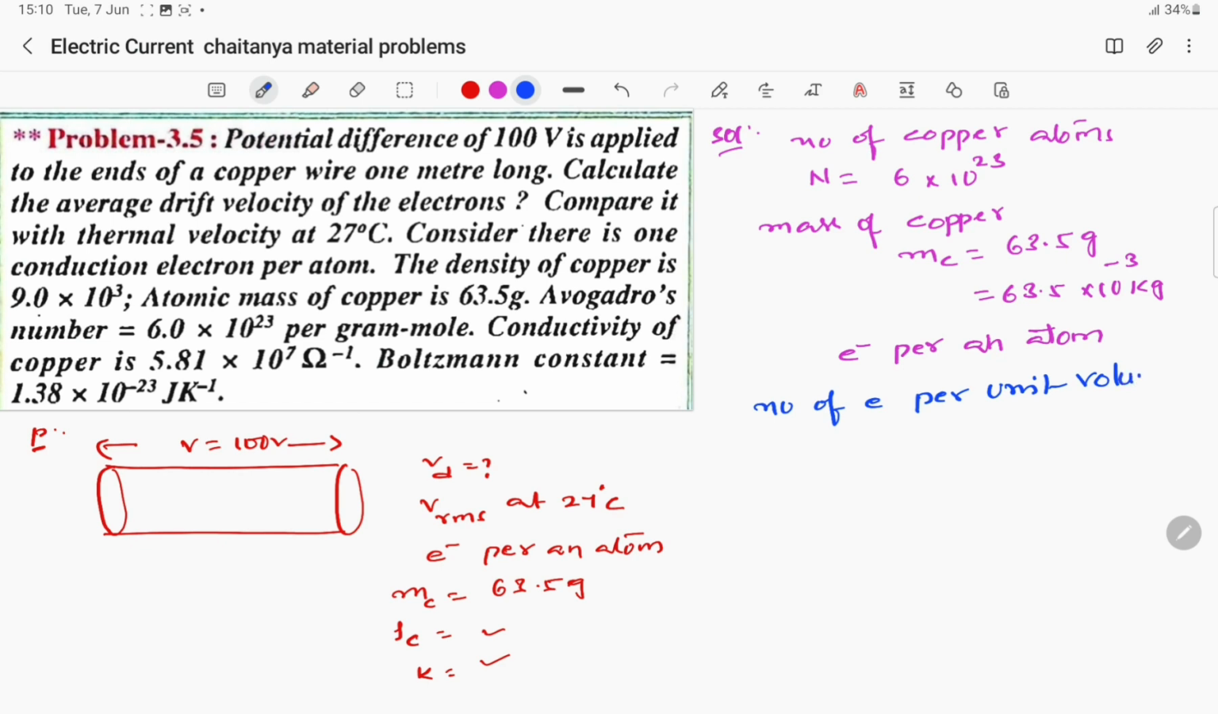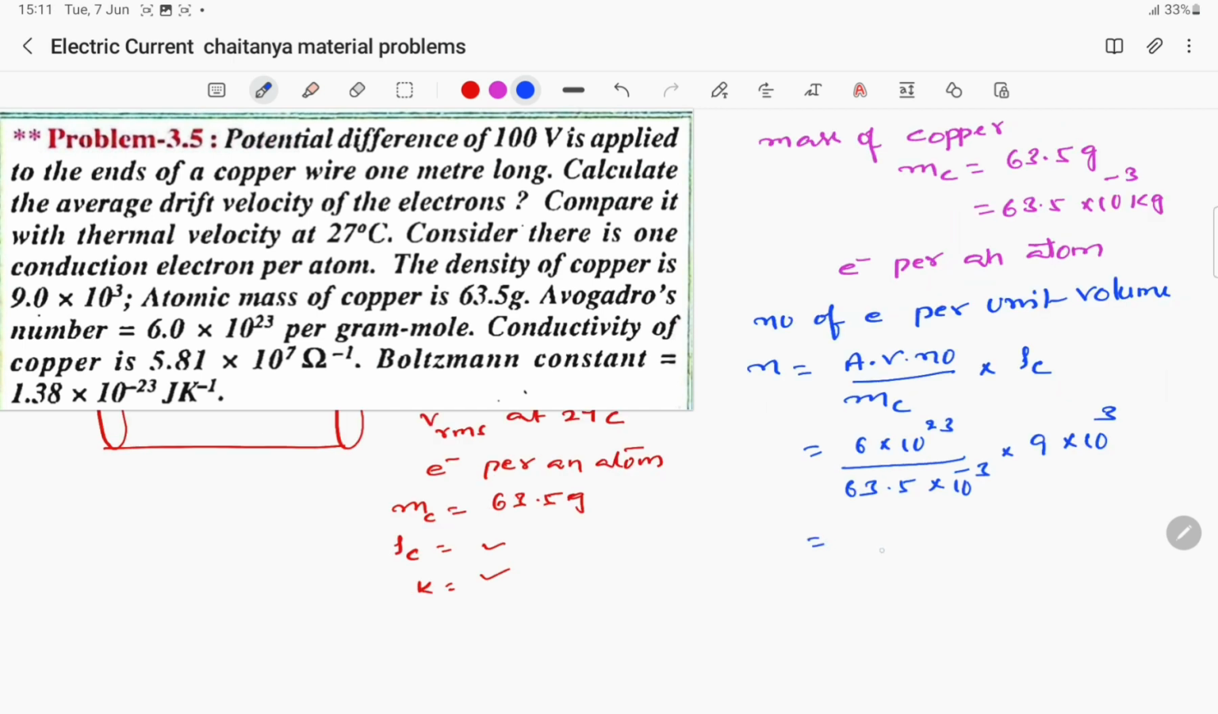Now the number of electrons per unit volume, n, equals the Avogadro number divided by the mass of copper, into the density of the copper. Let us substitute the values: Avogadro number 6 into 10 to the power of 23, mass of copper 63.5 into 10 to the power of minus 3, density of copper 9 into 10 to the power of 3. After all calculations we get 8.5 into 10 to the power of 28 per meter cube. This is the number of electrons per unit volume we calculated.